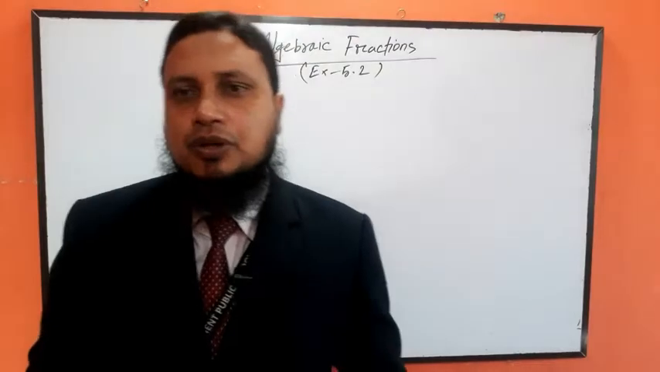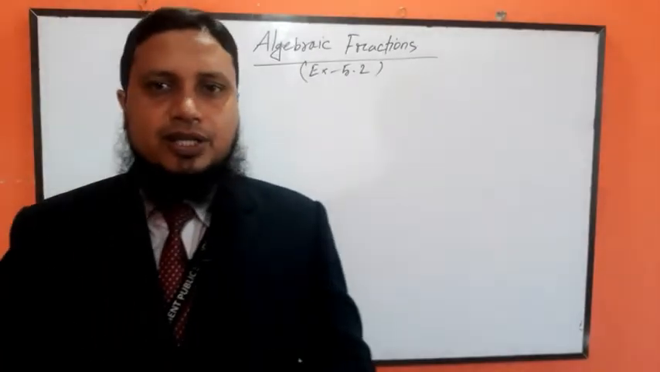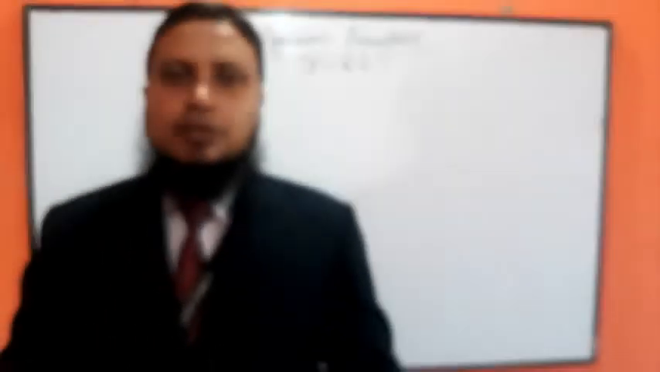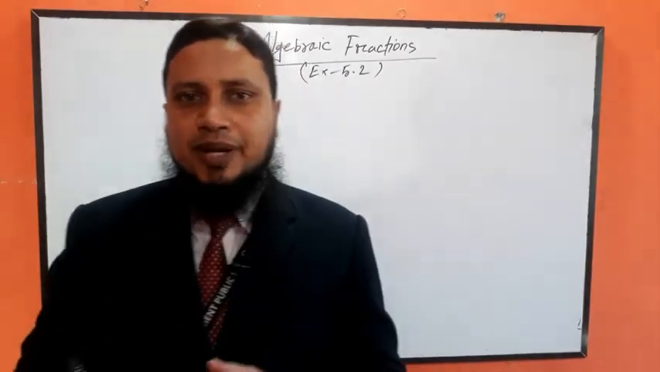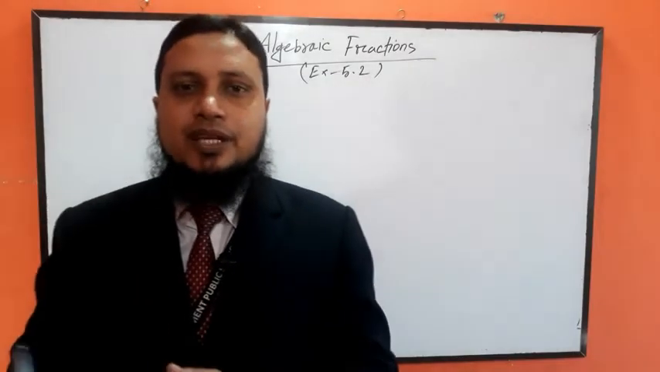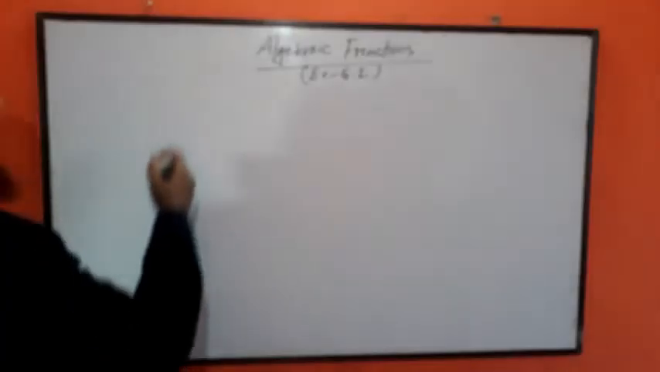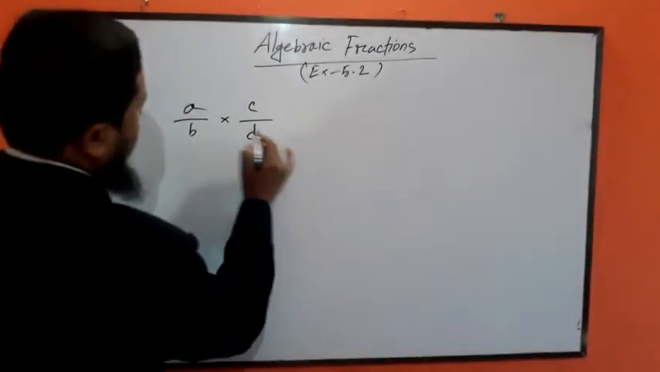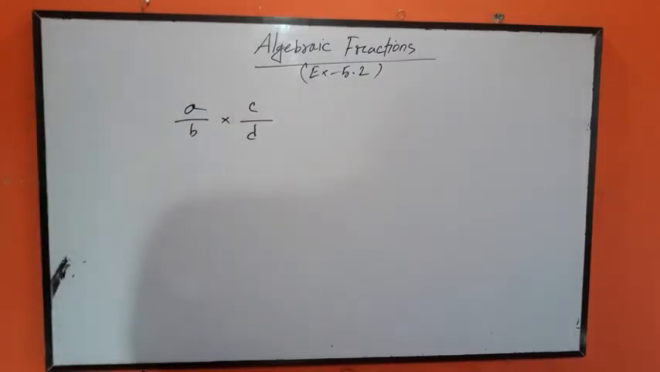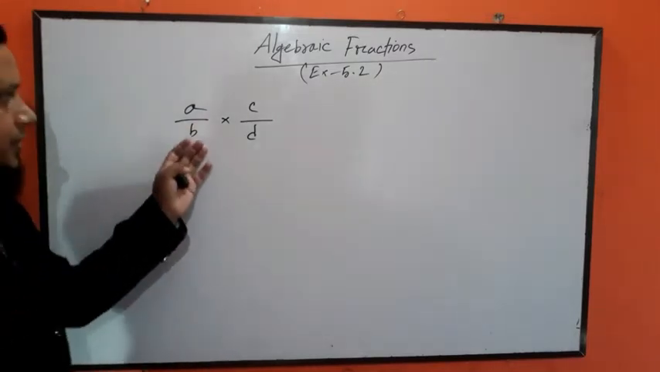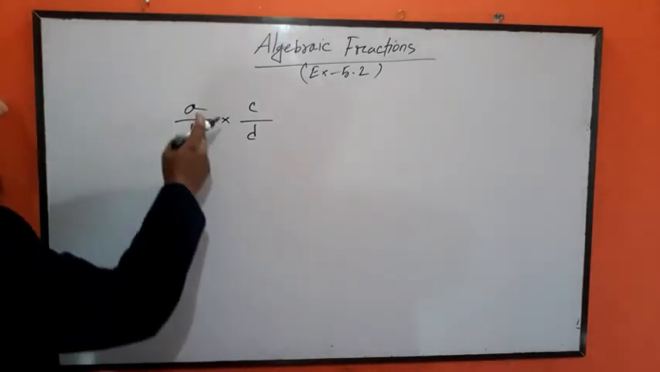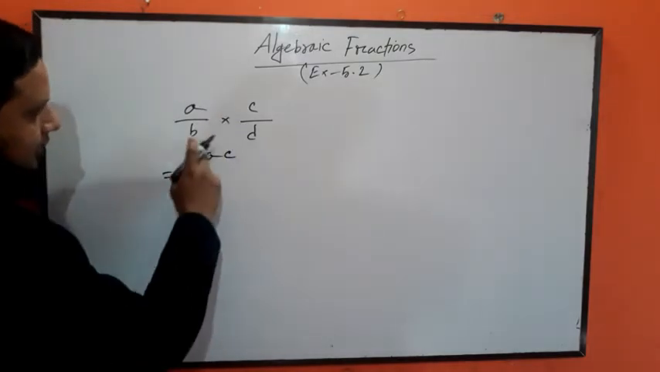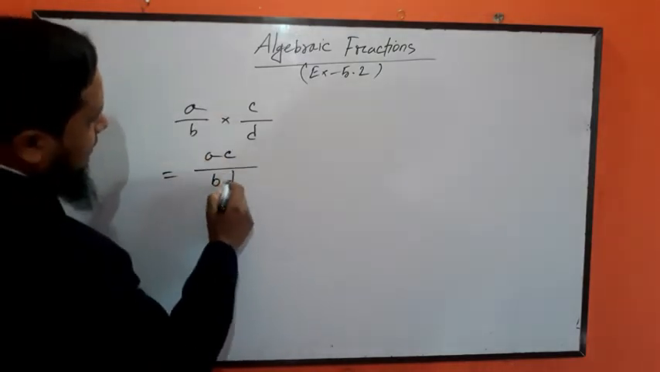By multiplying two or more fractions, we also get a fraction. Its numerator is equal to the product of the numerators of the fractions, and the denominator is equal to the product of their denominators. Example: a by b, c by d. Two fractions, the first fraction multiplied by the second fraction. We just multiply the numerators and then the denominators.